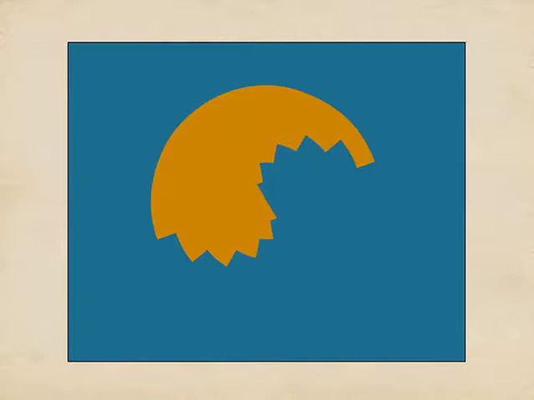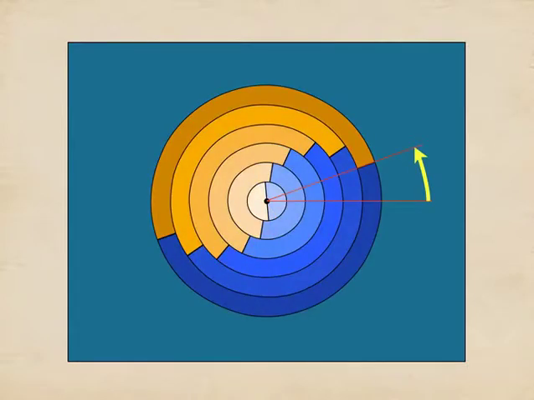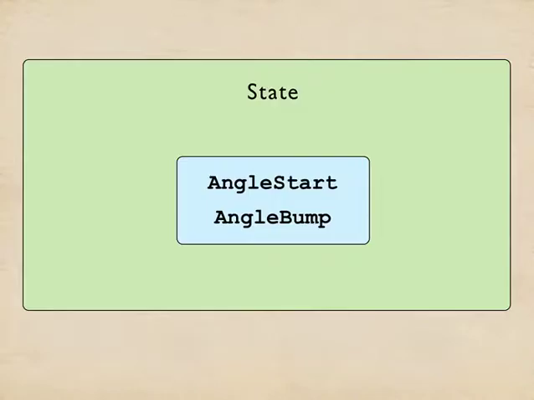So really the whole animation is created as a series of frames, and every frame depends on only two numbers. Angle start, which tells me how much to rotate the very outermost ring, and angle bump, which tells me how much to rotate each ring working my way in. So this is the entire state of the program. As long as I know these two numbers, I can make a frame, and at the end of every frame, I make them a little bit bigger.